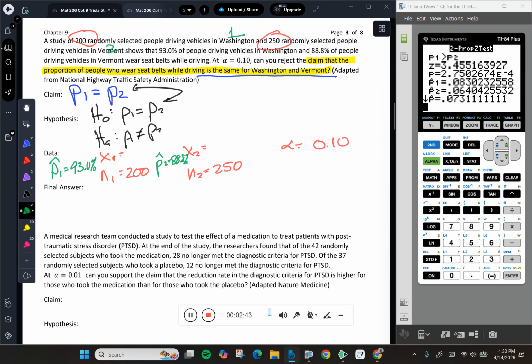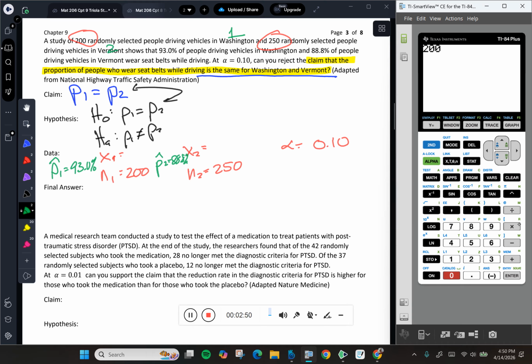Sorry about that. I had to adjust the size real quick. I can find X1 by taking sample 1, 200, and multiplying it by my proportion 1. So I get that X1 is 186. I'll do the same for the second one. That's 250 sample size times 0.888, and I get 222. So that's everything I need there. I'm ready to run the test.